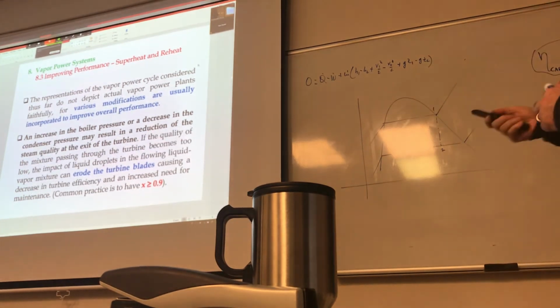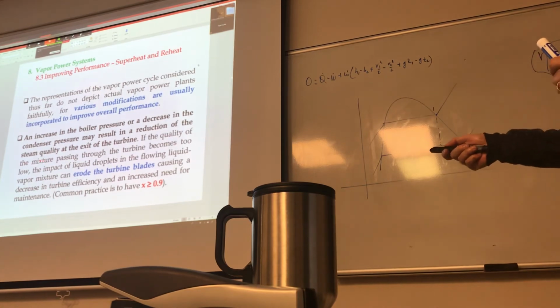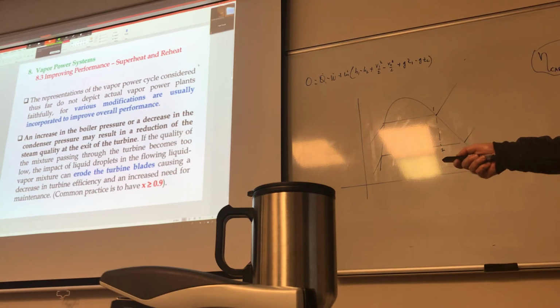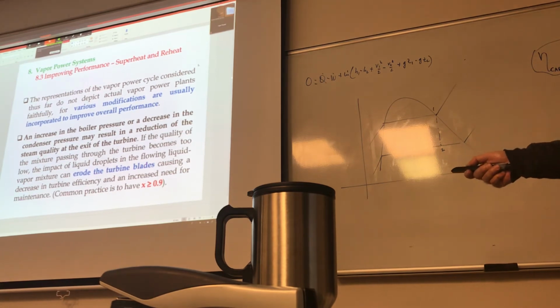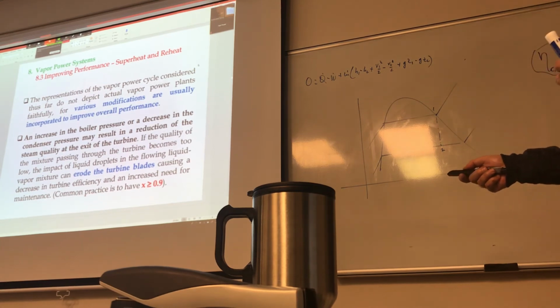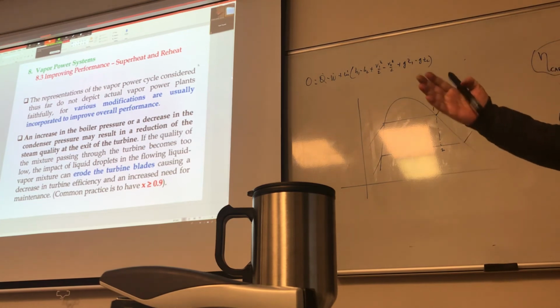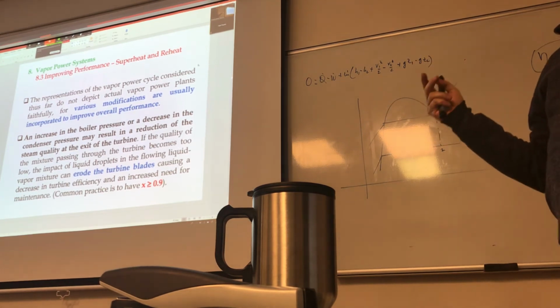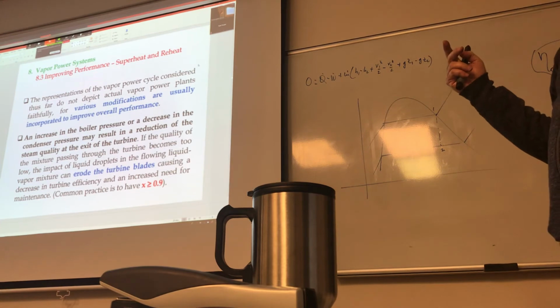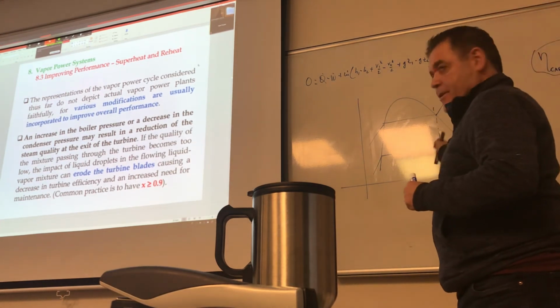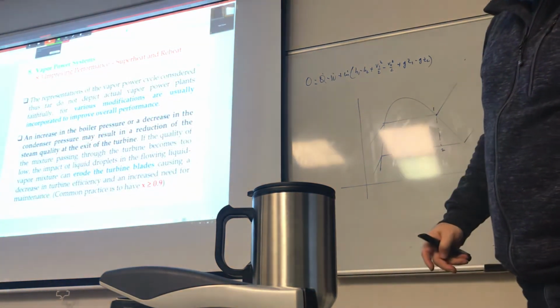Okay, it says, if the quality of the mixture passing through the turbine becomes too low, the impact of liquid droplets in the flowing liquid-vapor mixture can erode the turbine blades, causing a decrease in turbine efficiency and, of course, an increase in maintenance, etc. So the rule of thumb is that you need to have a quality of 90% or more, okay? So you don't need to be anywhere deep into the dome.